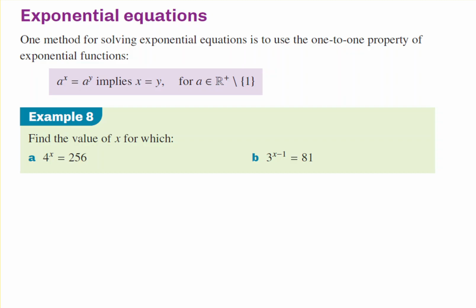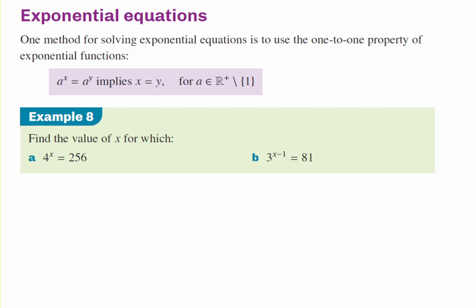Right, exponential equations. One method for solving exponential equations is to use the one-to-one property. If you have a to the x equals a to the y, because the bases are equal, the indices must be equal. That implies x equals y, and that's true for all a an element of the real positives excluding 1, the domain where a exists for an exponential function.